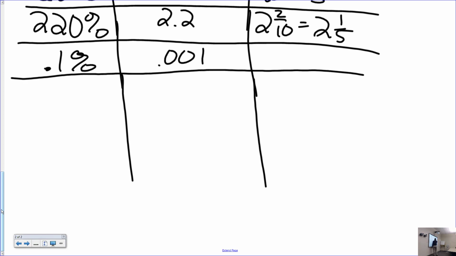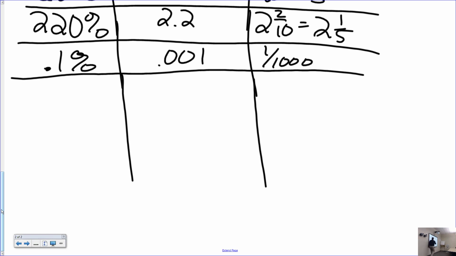1 over 1,000. There are 3 decimal places, 3 zeros, 3 zeros is 1,000. So far so good? This is why we go over it, so that you don't screw this up on the test.